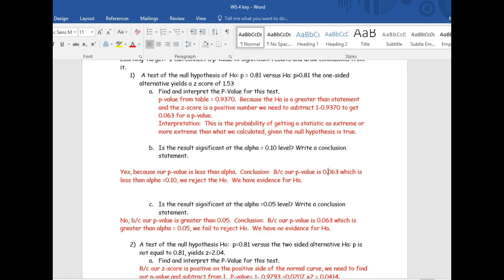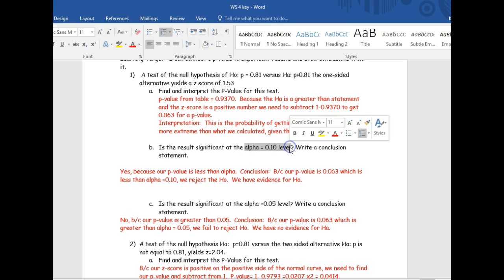Now the next question says, is the result significant at the alpha 0.10 level? Write a conclusion statement. This is where we have to look at our p-value and compare it to our alpha. This is our cutoff for if something is significant. It's got to be below this. Because our p-value is less than alpha, we have significant results. So in conclusion, we use that sentence frame I gave you in the video and state: because our p-value is 0.063, which is less than alpha of 0.10, we reject the null hypothesis. We have evidence for HA.